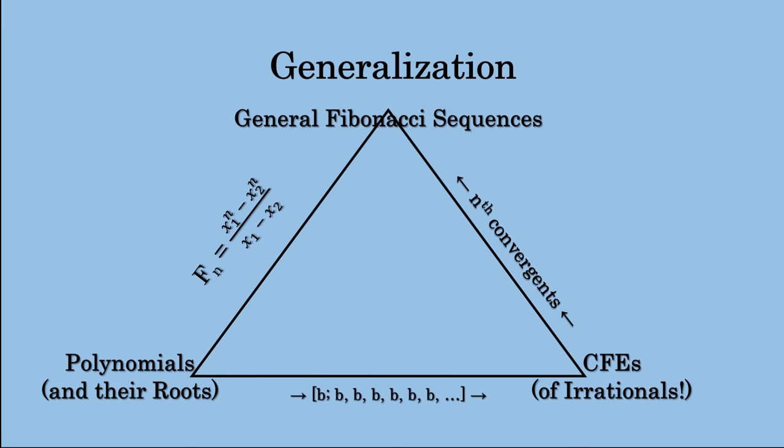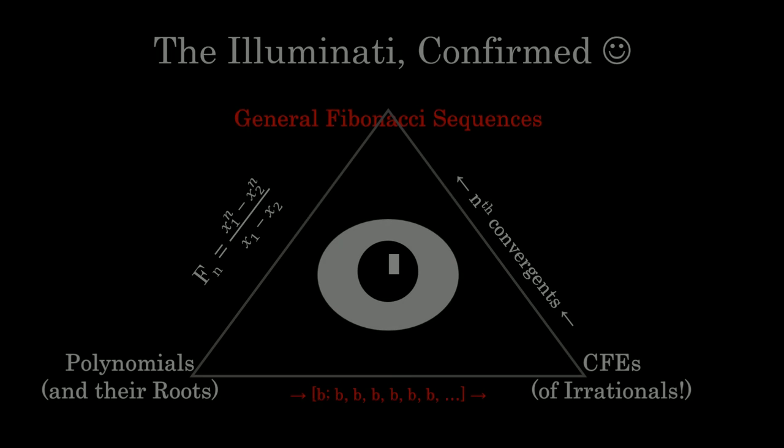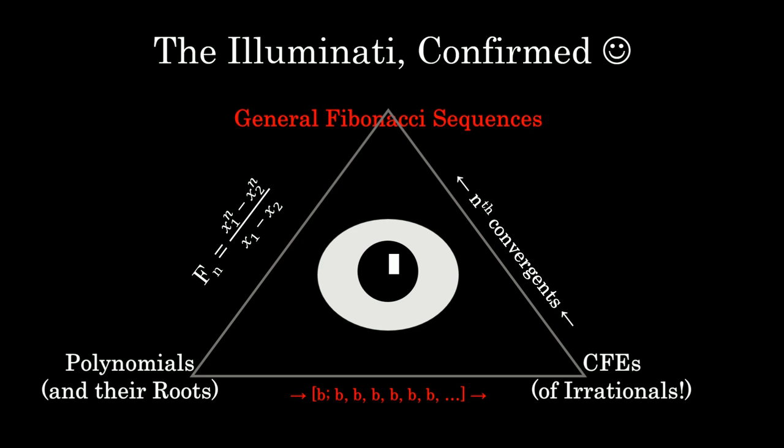But the generalization is really showing, what I'm really trying to show you is that we have these three different structures, which are polynomials and their roots, general Fibonacci sequences, and the continued fraction expansions for irrational numbers. And that there is a connection between these three things. And we can get from one to the other fairly easily because they're so closely related. And clearly, the Illuminati's behind all of this.